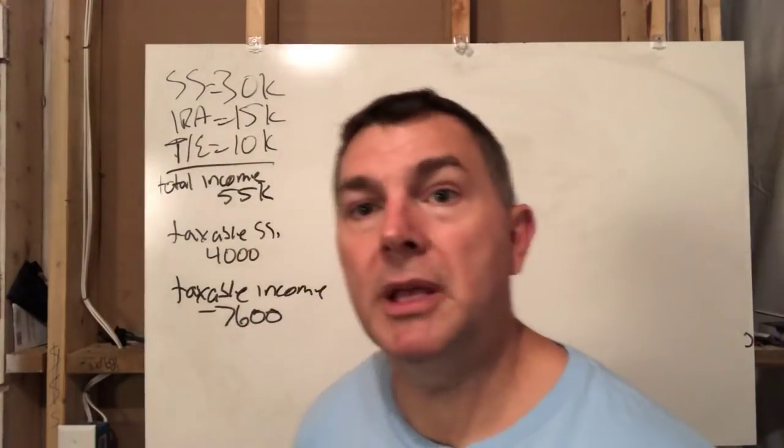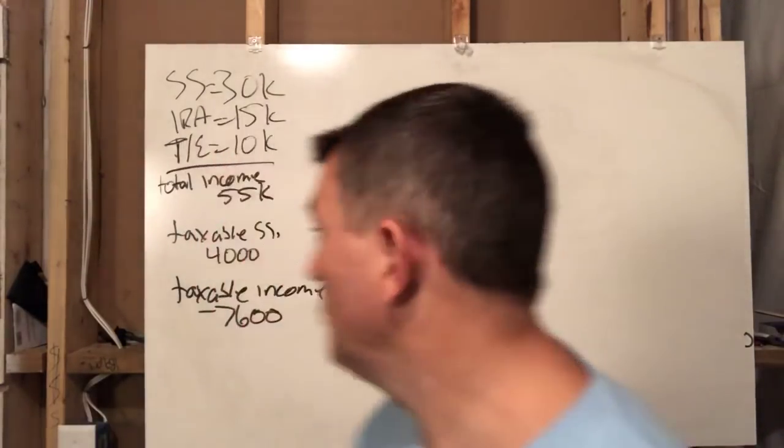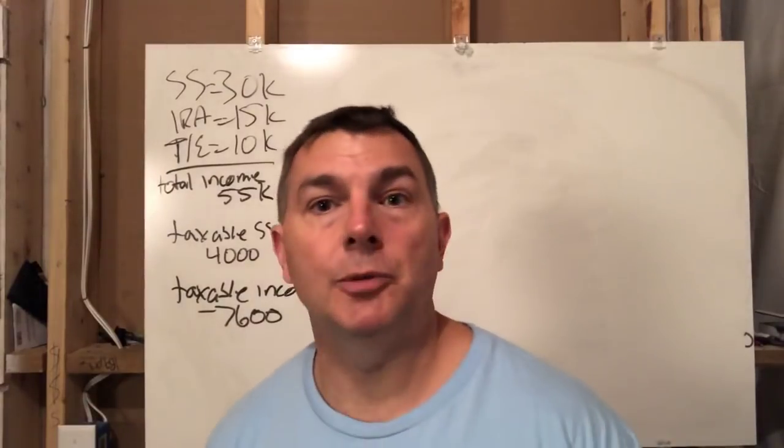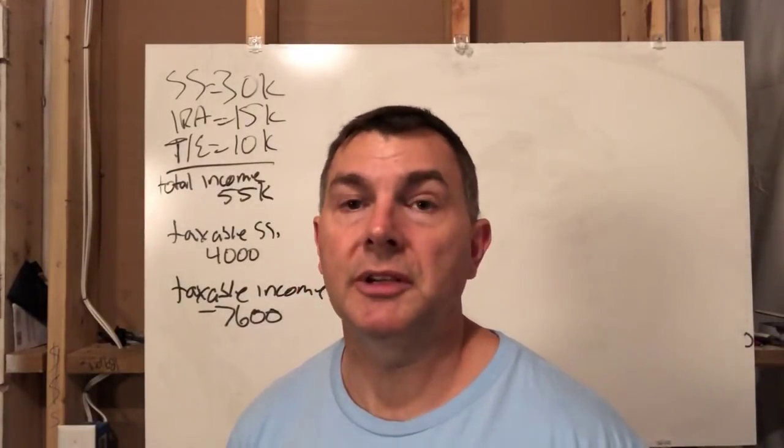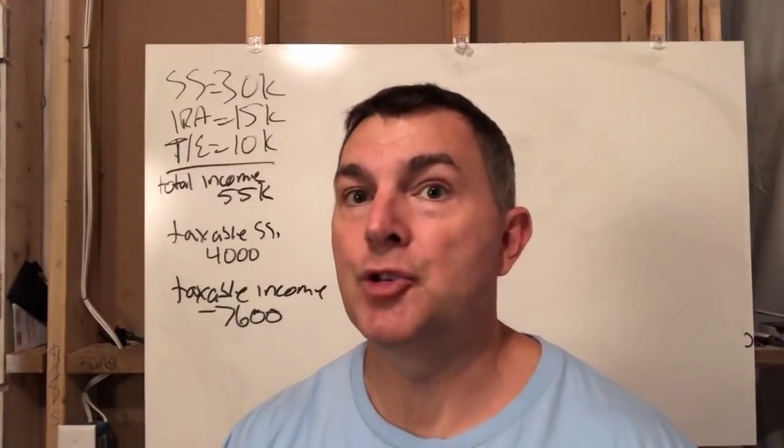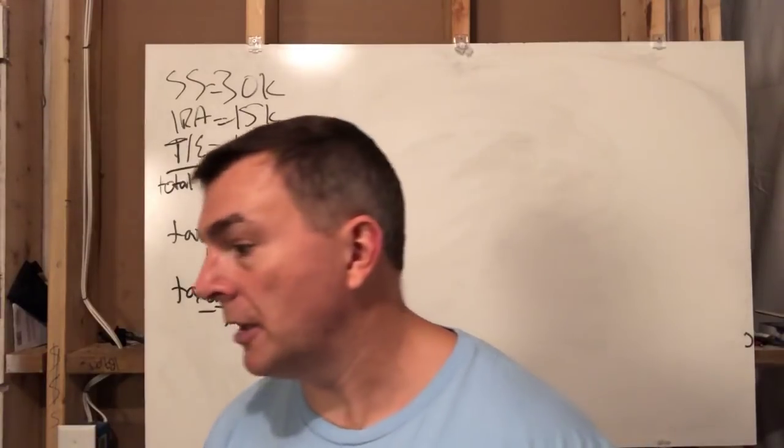So the first thing that comes to me as a financial planner is, how do we use this negative taxable income to offset some future IRA distributions, which will certainly be subject to taxes, if not as a married filing jointly unit, then to a widow? So let's dive right into this here.